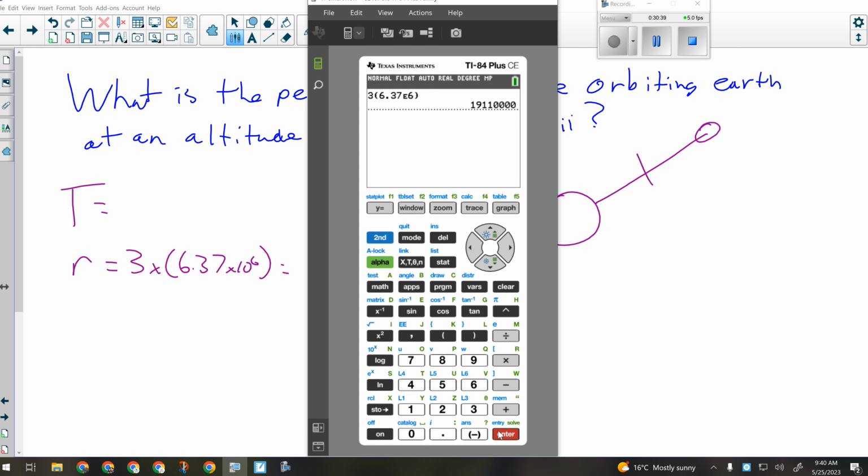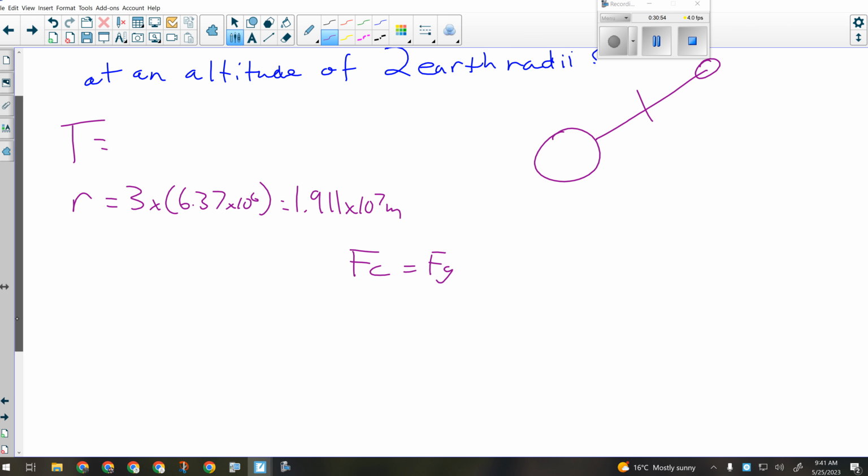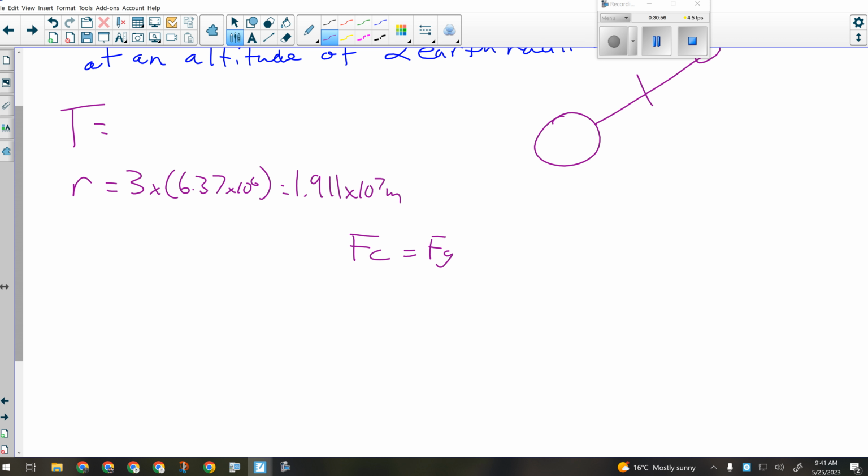All right, so we're looking at 1.911 times 10 to the 7 meters. Okay, so it's a satellite, so FC equals FG, right? We're going to do the substitution, where we have m 4 pi squared times r over t squared equals big G times the mass of the Earth times the mass of the satellite over r squared.